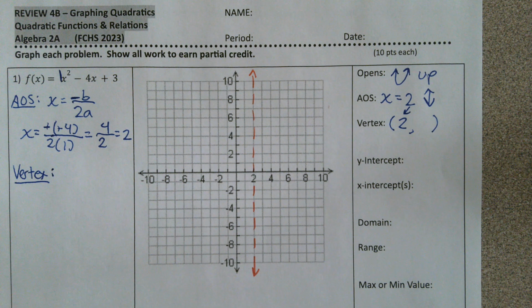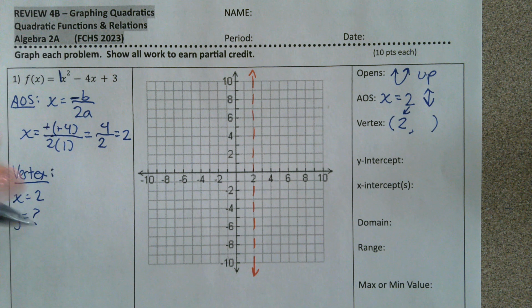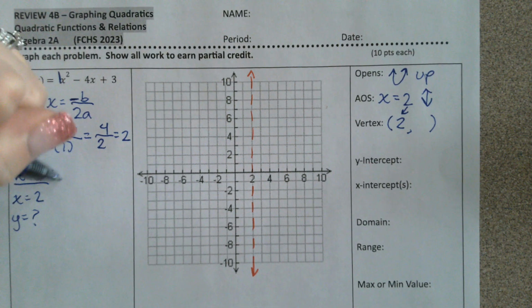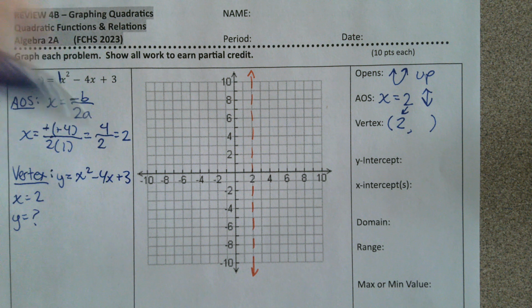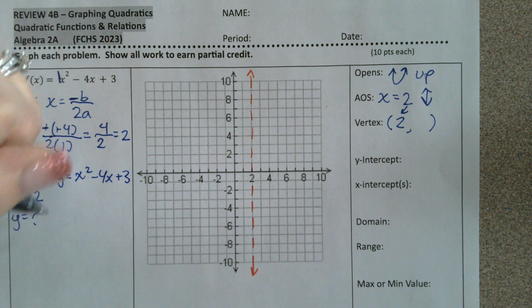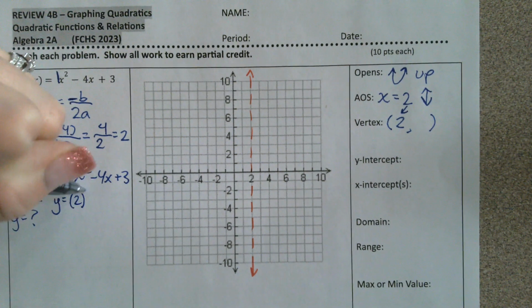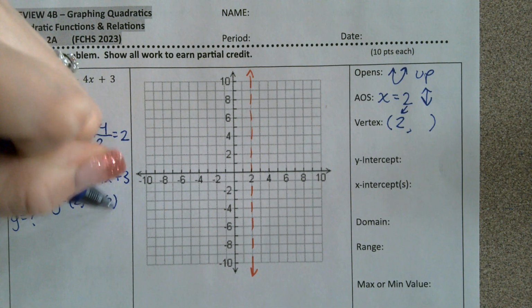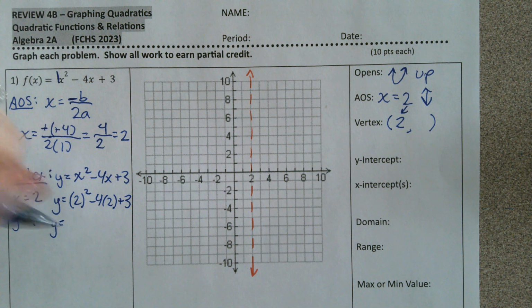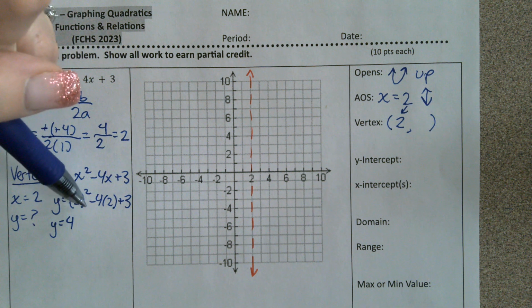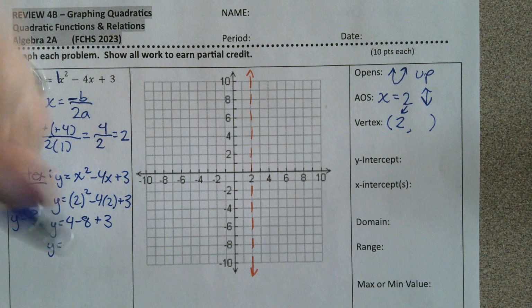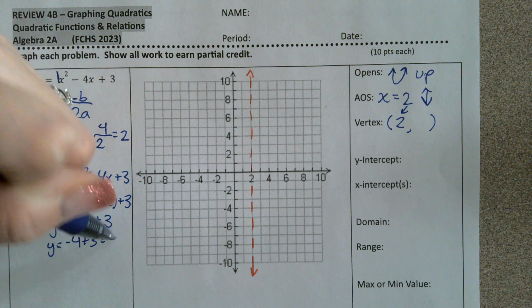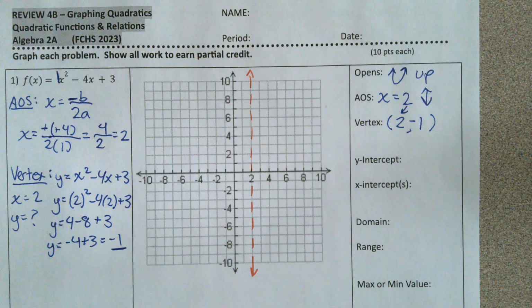To find our vertex, we know that x equals 2. y is unknown. We're going to find it. We know our equation is y equals x squared minus 4x plus 3. So we have y equals 2 squared minus 4 times 2 plus 3. 2 squared is 4. Negative 4 times 2 is negative 8, plus 3. 4 minus 8, that's negative 4, plus 3 is negative 1. So my y value is negative 1.